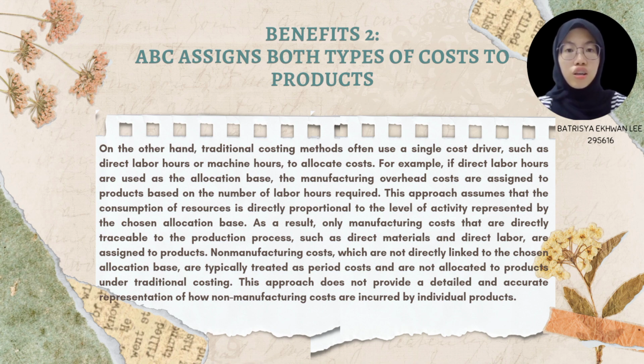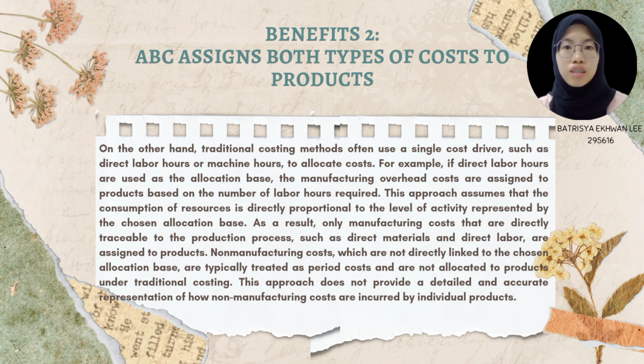Non-manufacturing costs, which are not directly linked to the chosen allocation base, are typically treated as period costs and are not allocated to products under traditional costing. This approach does not provide a detailed and accurate representation of how non-manufacturing costs are incurred by individual products.